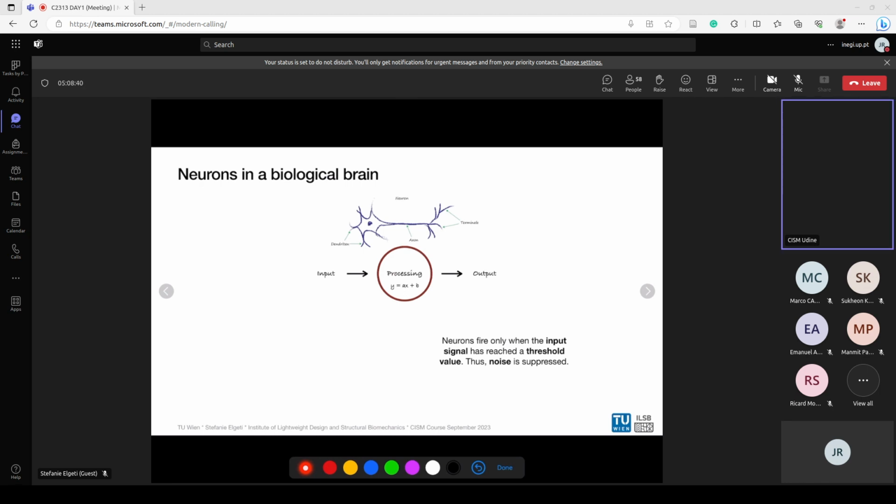So with this, we're trying to mimic the behavior of a neuron. So we have some kind of processing here. Before we said we have a linear relationship, so it would be y is equal to ax plus b, something like that. But then if we look at the brain, we see that neurons only fire when the input signal surpasses a certain threshold. Otherwise, they don't do anything, and this will suppress noise.